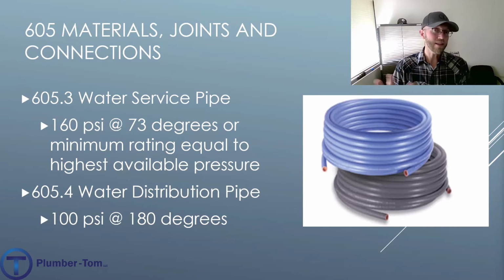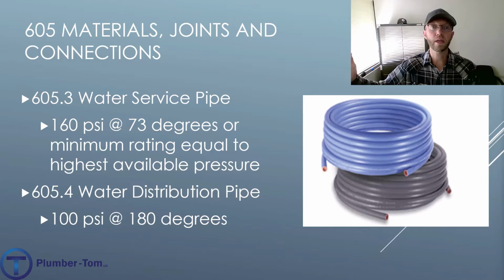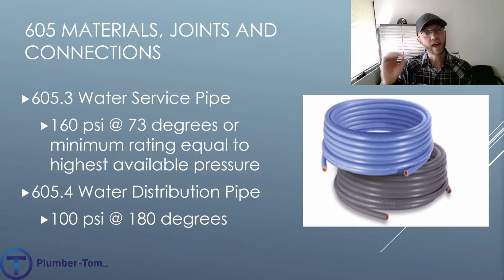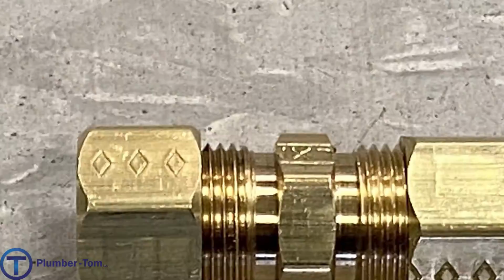So that means if we're going to use pipe on the inside of the building, we don't want these to burst when we start to run 120 degree, 130 degree, 140 degree water through those pipes. They have to be strong enough to hold 100 psi at 180 degrees Fahrenheit. That should hold, and that's why they require that.